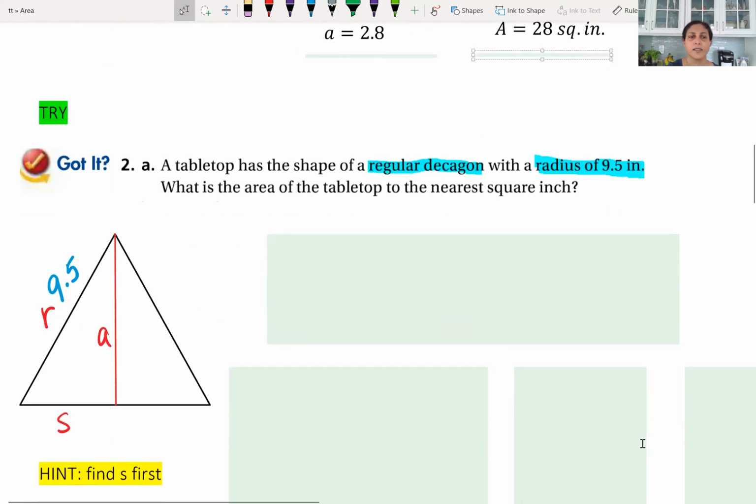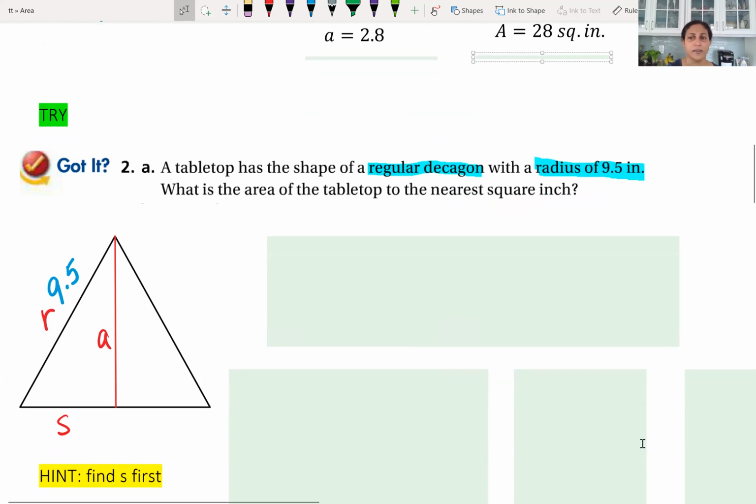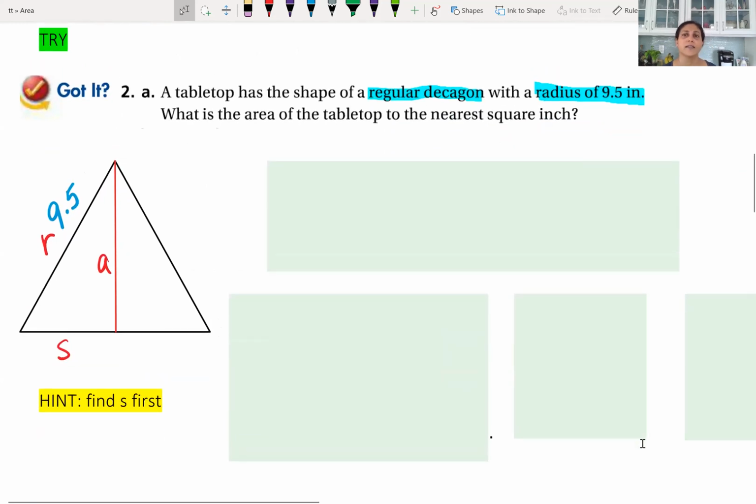Now the next question is slightly more difficult because here, instead of giving you the side of the polygon, they are giving you the radius of the polygon. It is still a regular polygon, so you're going to split it into as many isosceles triangles as you can. In this case, a decagon means that n is equal to 10, and the radius here is 9.5. So here, not only do you have to find the apothem, you also have to find the side of the triangle, this bottom side. So the hint is to find S first.